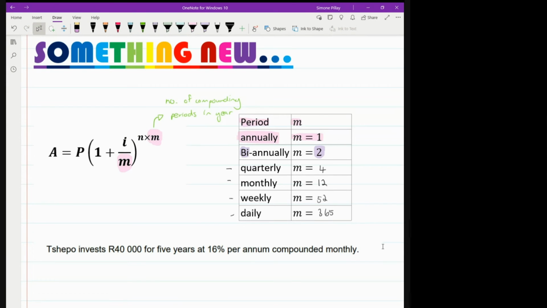How is it 52? Are there not 52 weeks in a year? There we go. That is why it's 52. If we compound our interest weekly, it means every week we add our interest. And how many weeks are there? There are 52 weeks.